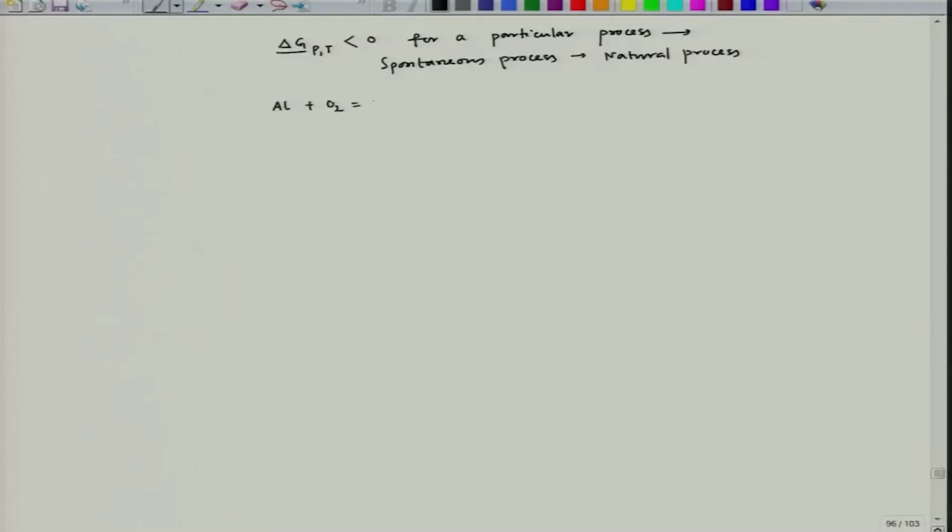For example, in case of aluminum plus O2 equal to Al2O3, this is 3, this is 4, this is 2, this is the balanced equation. In that case, if I see delta G0, that means the standard state, the pressure kept at 1 atmosphere, this value would be highly negative as compared to Fe plus O2 equal to FeO. So, this becomes 2, this is the balance.